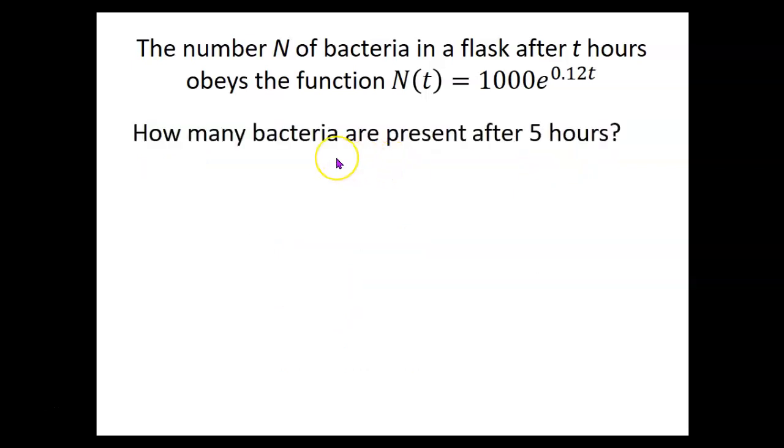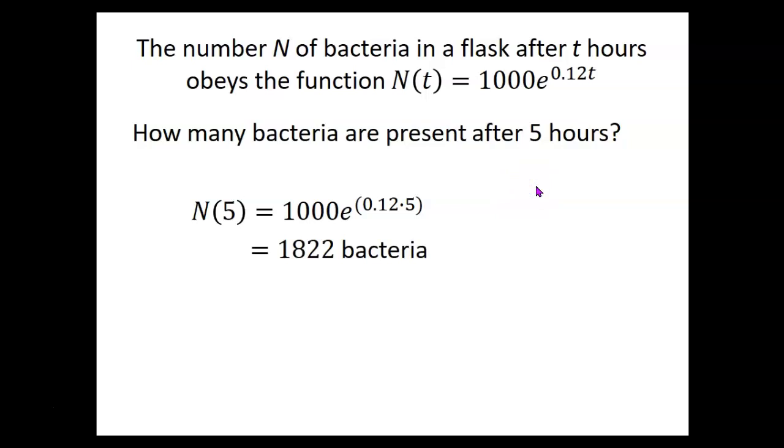Okay, part B, how many bacteria are present after 5 hours? So now we're plugging 5 in for t, which means we're evaluating 1000 times e to the 0.12 times 5. And that comes out to be about 1822 bacteria. So that's just a straightforward plug into the formula and evaluate. But let me show you what that looks like on the calculator, just in case you're having trouble getting that number. Try this on your calculator. Make sure the number you get is 1822. But if it isn't, watch how I do it.